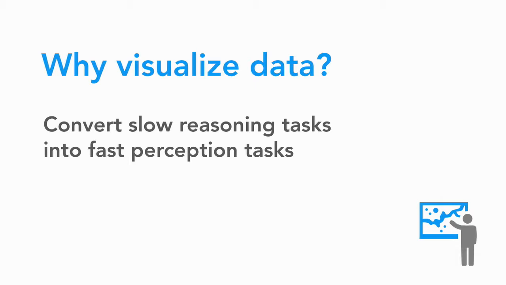In summary, we visualize data to convert slow reasoning tasks into fast perception tasks so that we can intuitively perceive relative differences instead of having to hold information in memory and make mental calculations. This process of visual perception is pre-attentive, meaning that it happens automatically with virtually no effort, in contrast to attentive processing, which requires conscious effort and calculation.